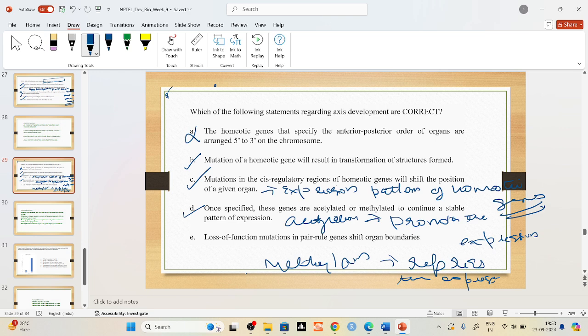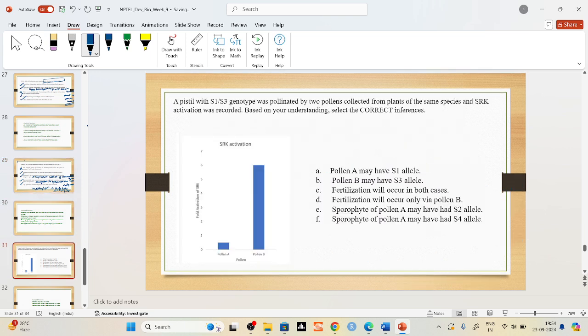That okay, up till this region there would be head, up till this region there would be thorax, up till this region there would be abdomen, up till this region there would be tail. So if there is any mutation in the pair rule genes, then this boundary can be either increased or decreased. Your head can go from the anterior up to the posterior end, or the tail can be shifted to the anterior side. Anything can happen. So this is also a correct statement that loss of function mutation in pair rule genes affects the organ boundaries. Okay. Now we'll come to the next question.